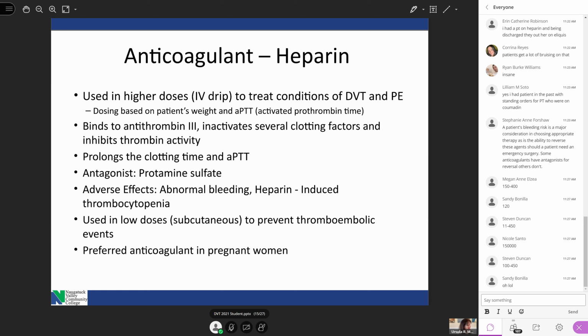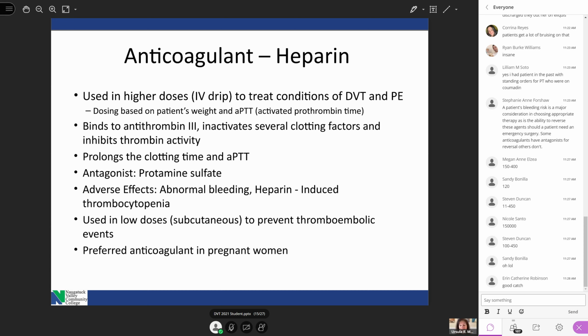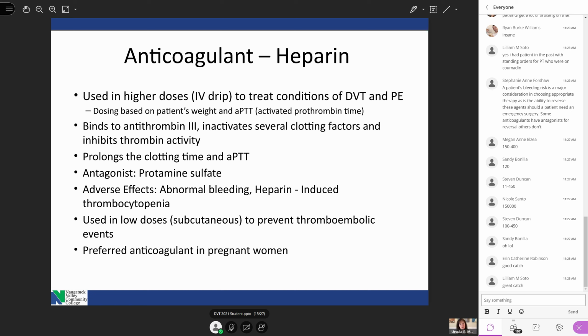So the side effect to this is that it can lower your platelets to a dangerously low level. Doesn't happen all the time, but you don't want to be taking care of that patient and giving the heparin when it does. Yes, it was a great catch. And you don't want to be taking care of that patient when their platelets are dropping and you're continuing to give the heparin.